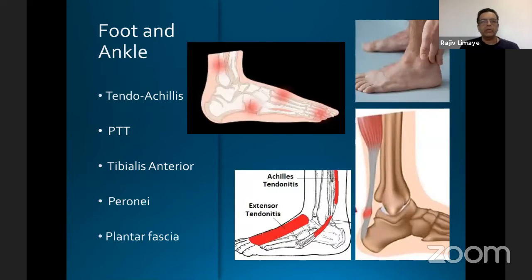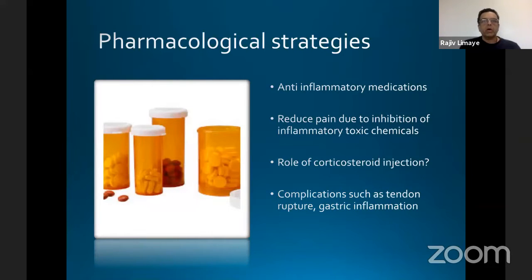So in the foot and ankle area, there are many tendons that can be affected. The commonest being tendoachilles, posterior tibial tendon, tibialis anterior tendon, peronei, and other tendons. So the pharmacological strategies include anti-inflammatory medication. How do they work? They work by reducing the toxic inflammatory chemicals, the chemicals which will cause the pain. There's also a possibility of steroid injection locally. However, we talk about complications such as tendon rupture, especially if the cortisone injection is given inside the tendon.